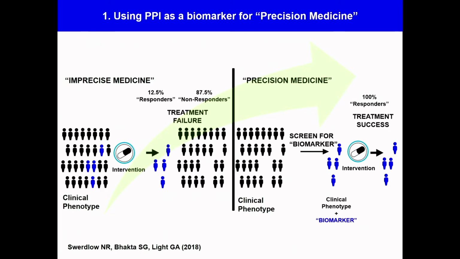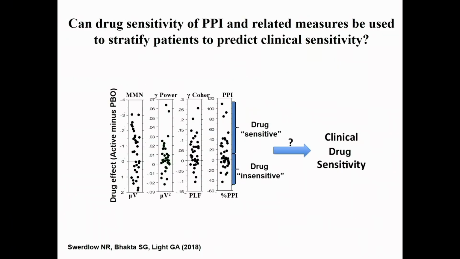The question is whether we indeed can do this. These are data. Each one of these dots is a schizophrenia patient. On the y-axis here is the magnitude of a drug effect. This drug happens to be memantine, but I'll tell you we're working on a number of drugs. And this is pre-pulse inhibition and a number of other measures that Greg works with, all of which involve early auditory information processing. You see here that there are some individuals who show an increase in pre-pulse inhibition with this drug. We call those people drug sensitive.